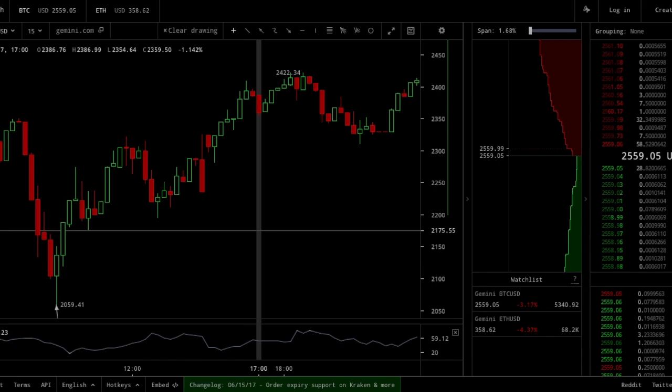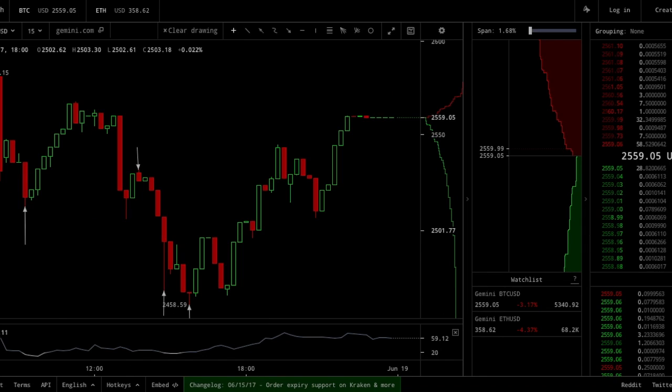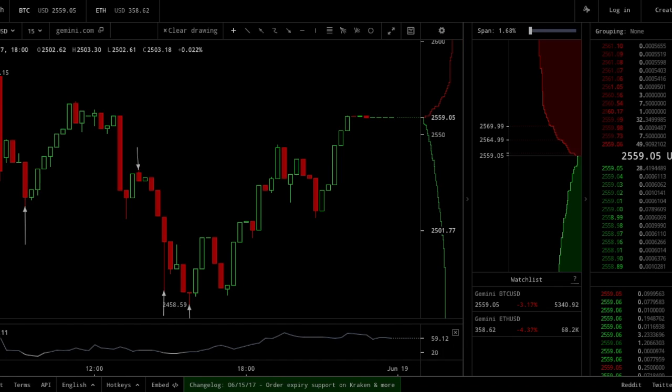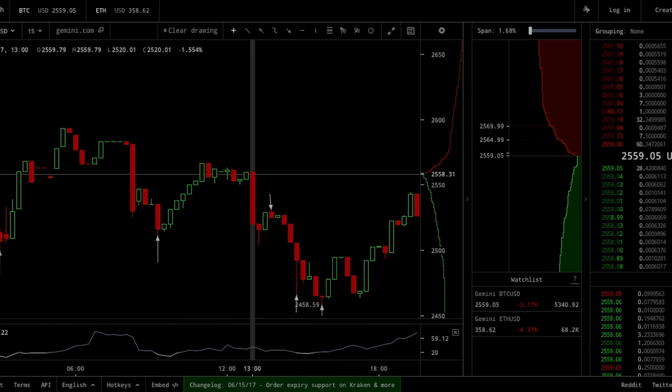Now let's go back and talk about the absence of tails and what that means for price action. So when price doesn't make a tail, that shows very strong momentum in that direction. So let's take a look right here.